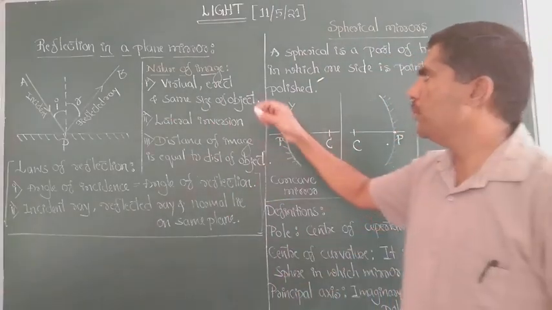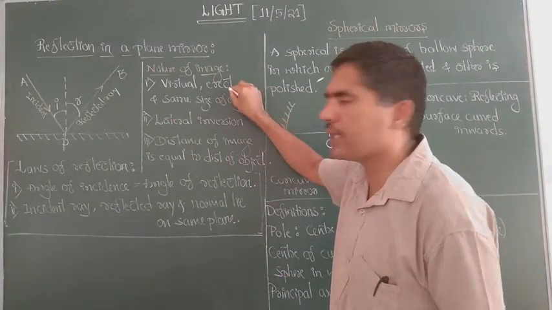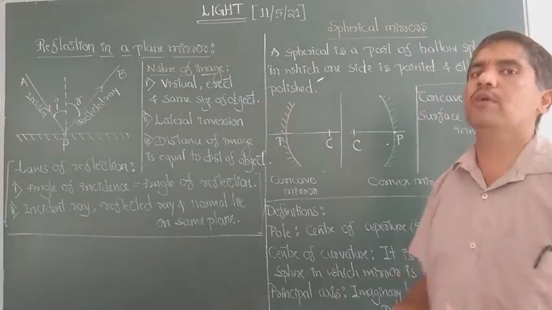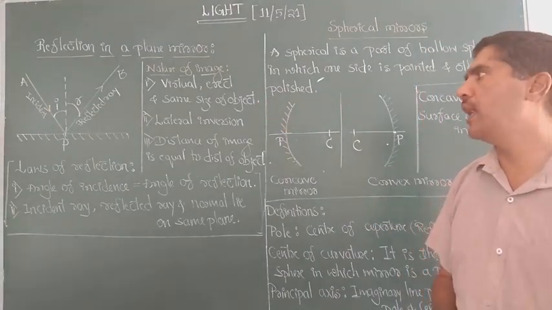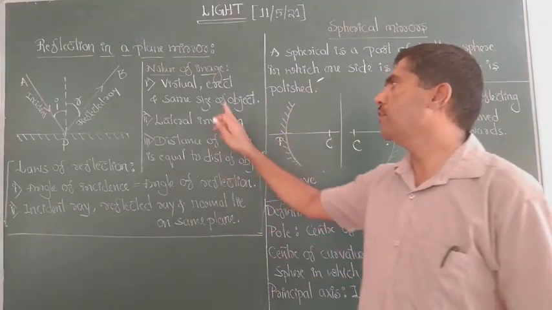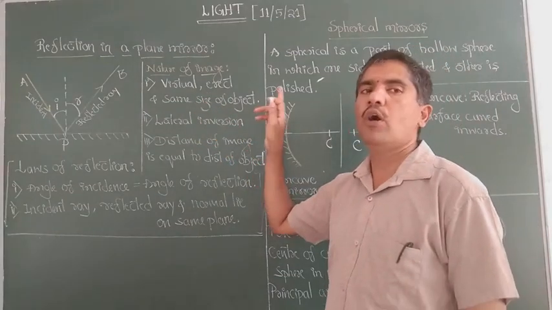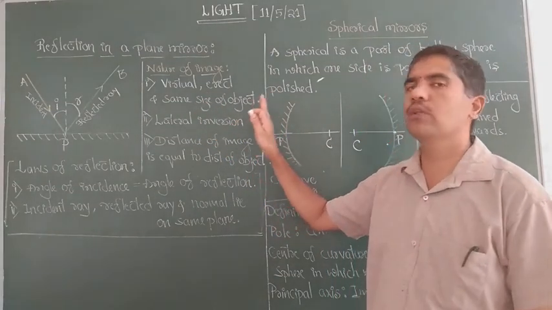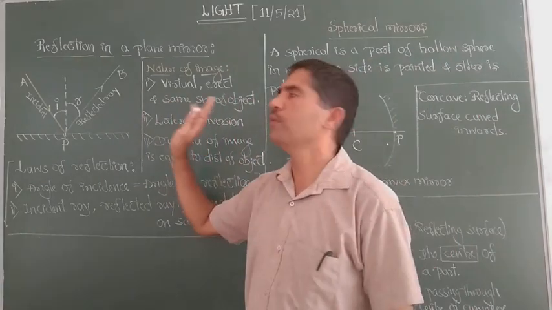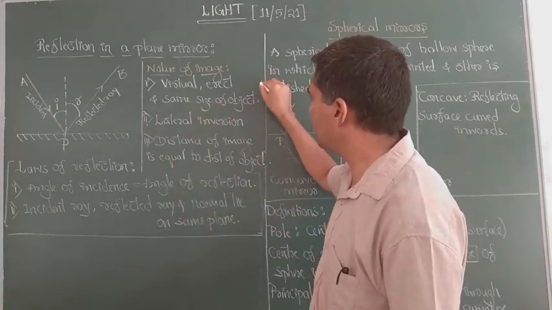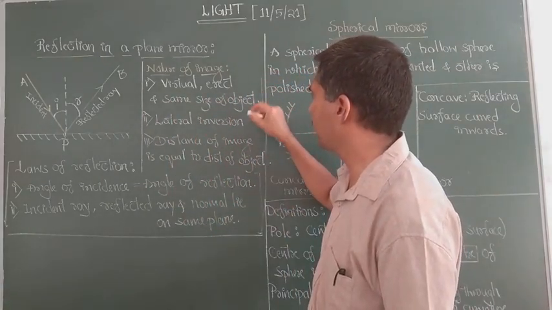Then, the image formed in a plane mirror is erect in the sense it is straight, not upside down. And it is the same size as the object. Whatever the height of the object, the image is of the same height. So these are the natures of image formed in a plane mirror.